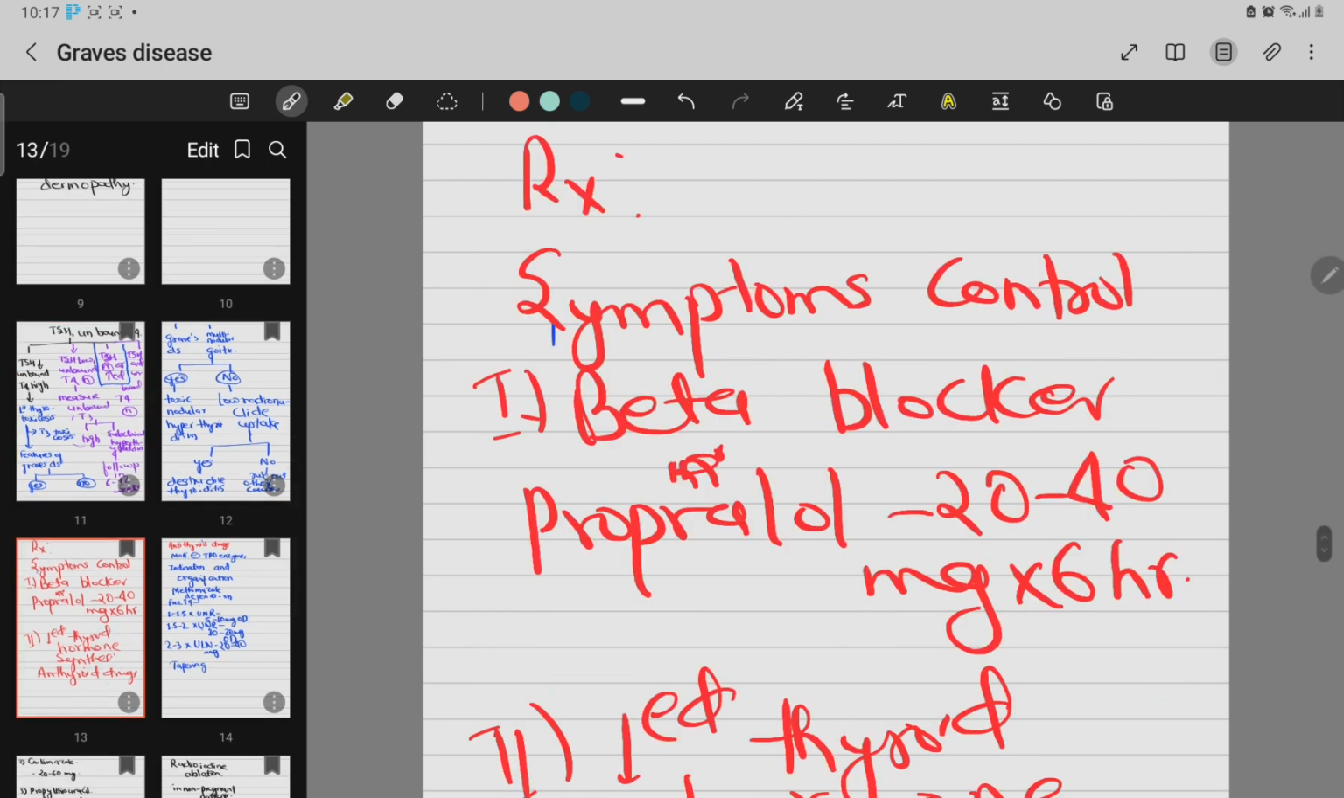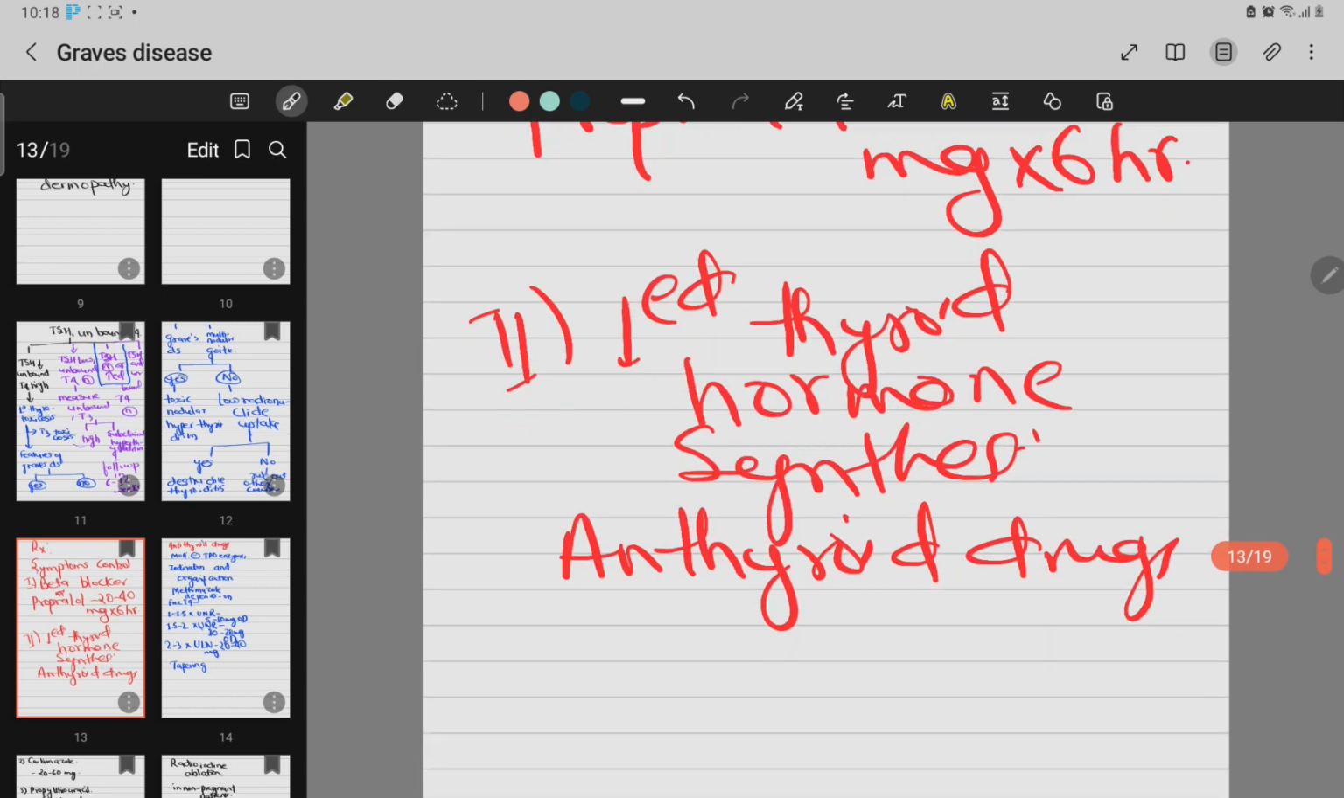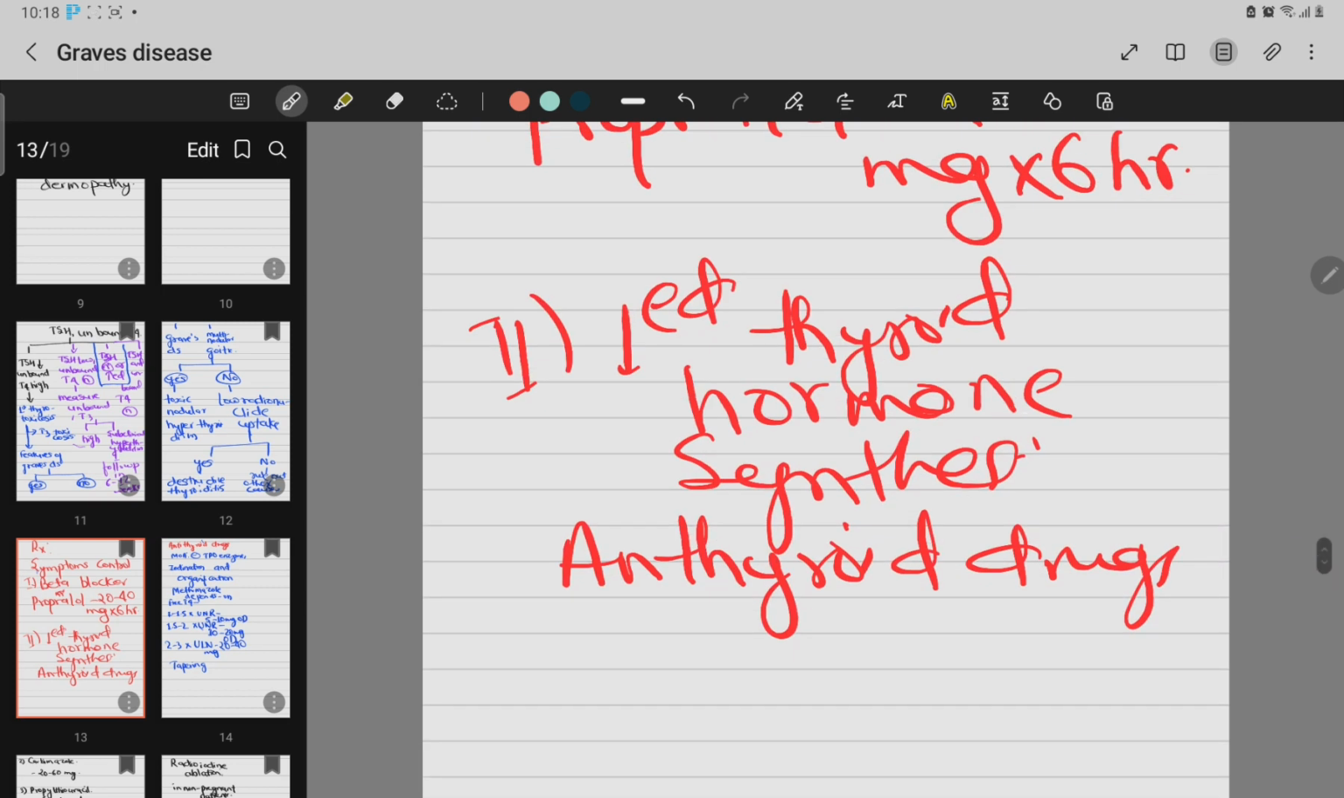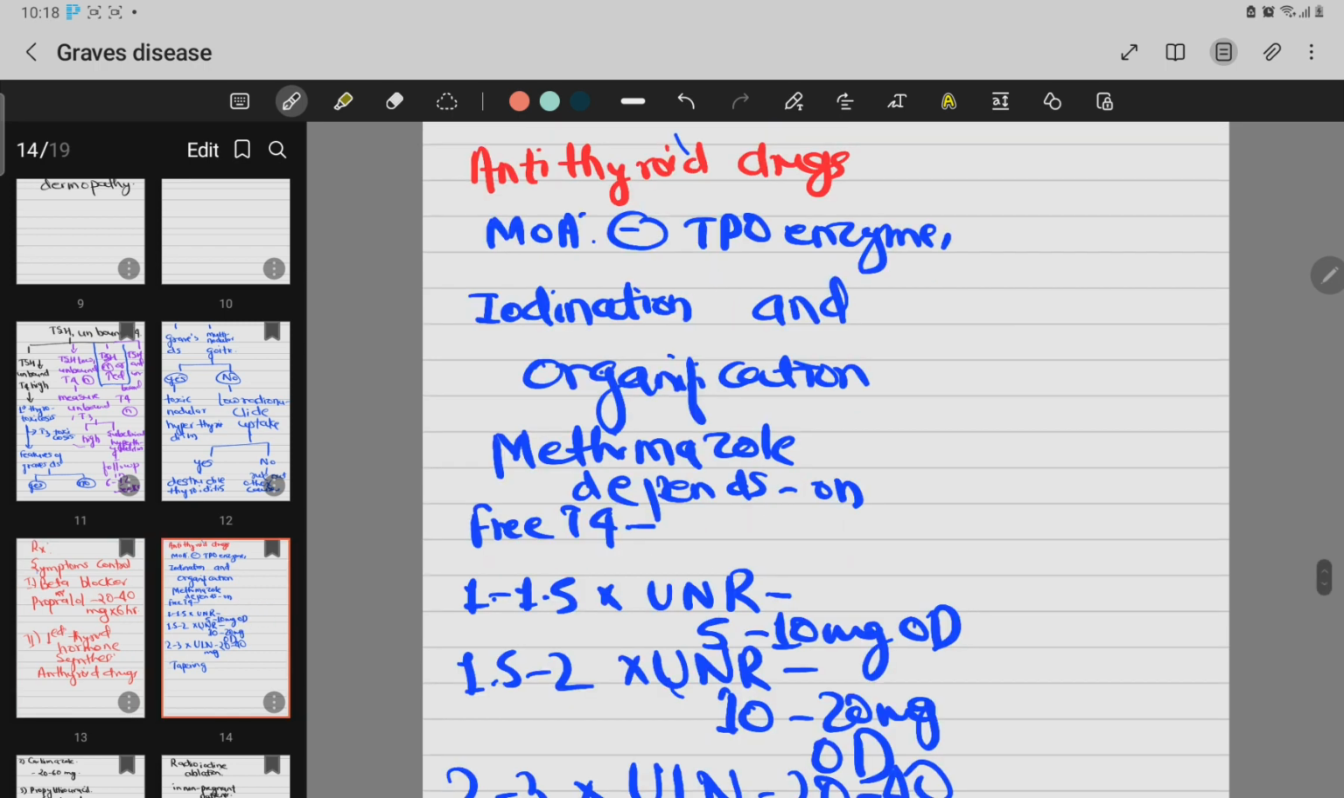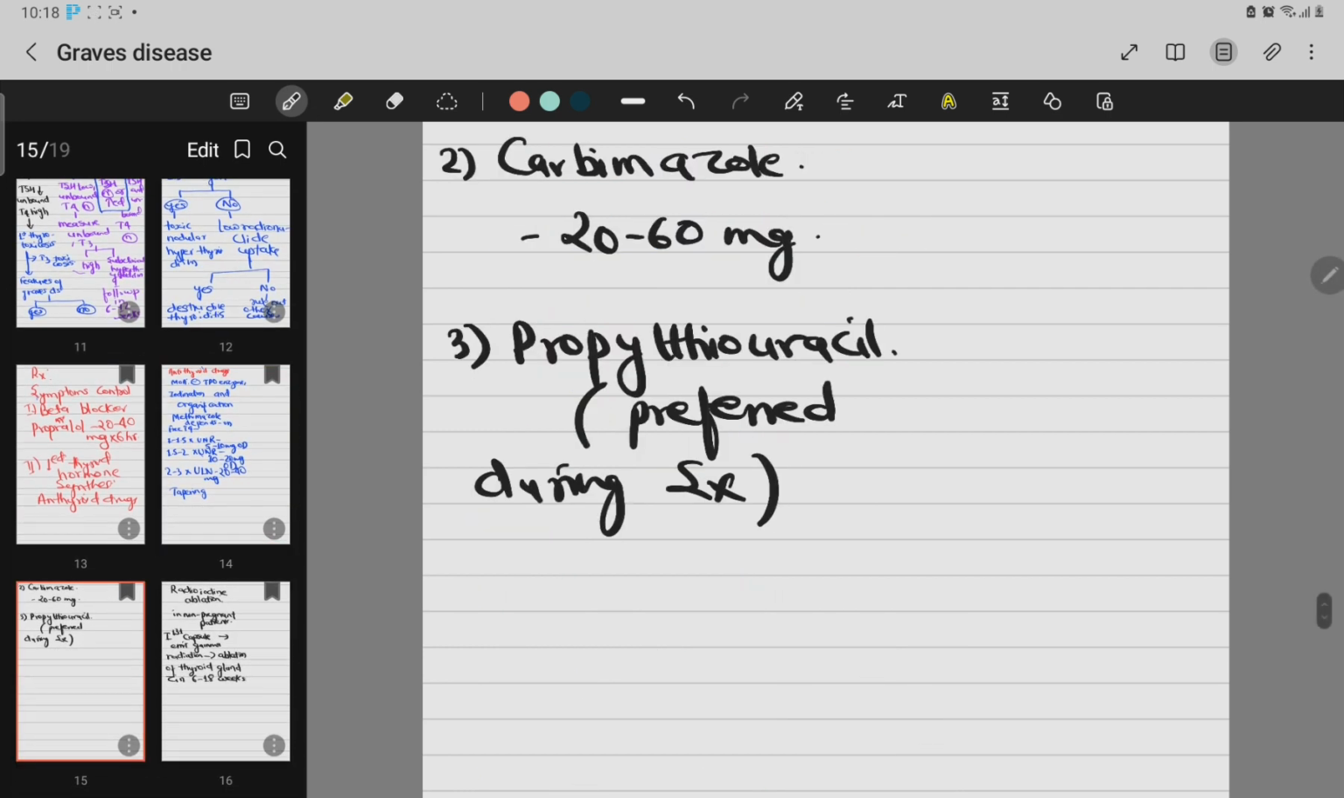We have to give a beta blocker, propranolol, 20 to 40 mg every 6 hours. Then we have to give a thyroid hormone synthesis inhibitor to decrease thyroid hormone synthesis, so we give antithyroid drugs: methimazole, carbimazole, and propylthiouracil.